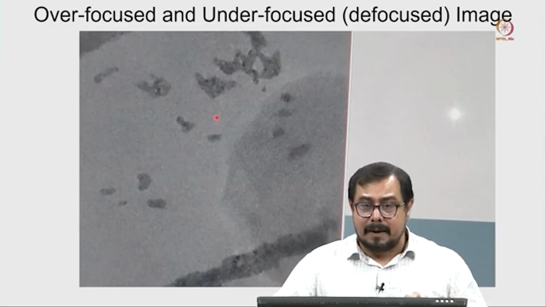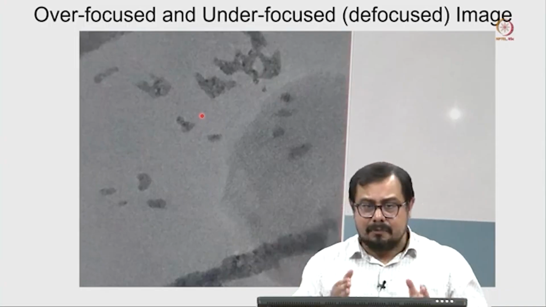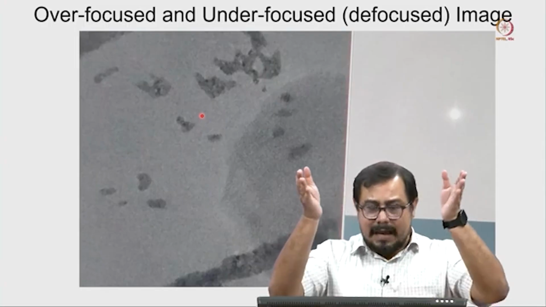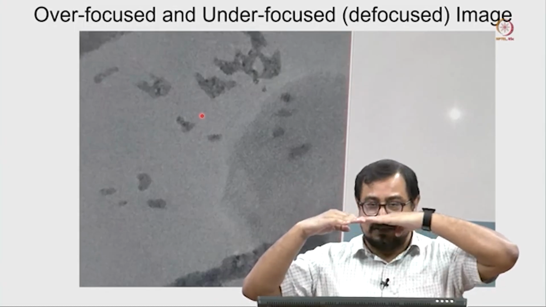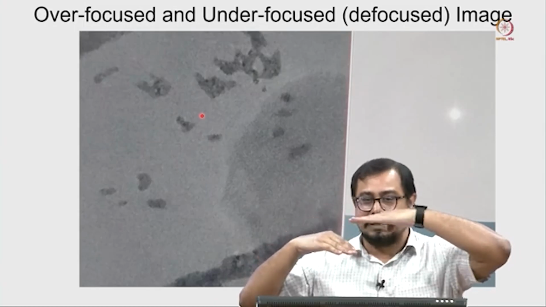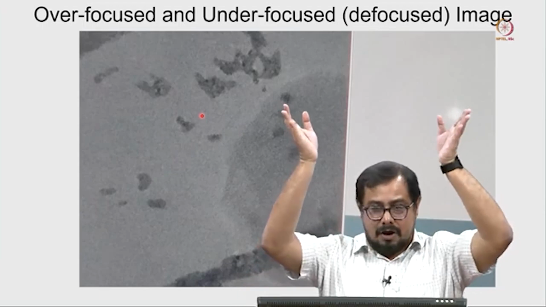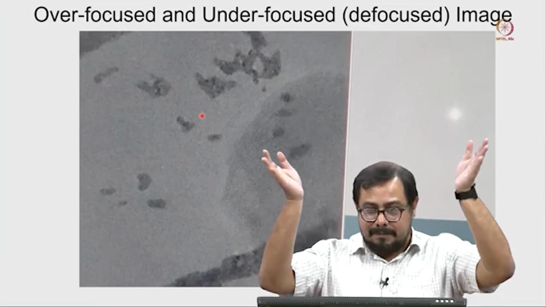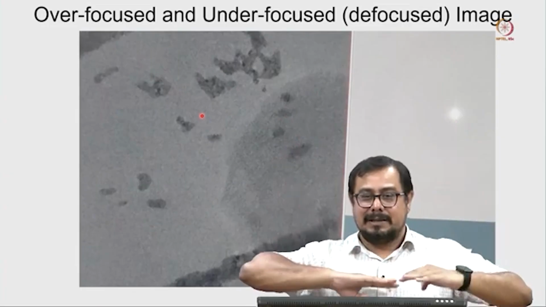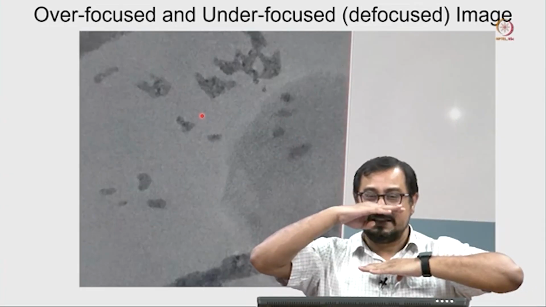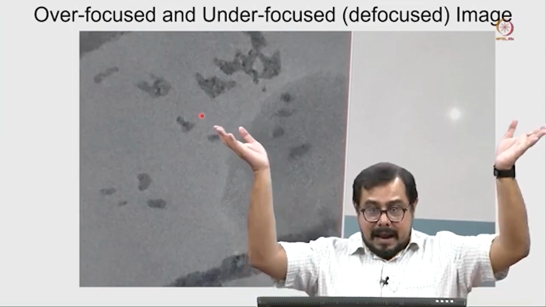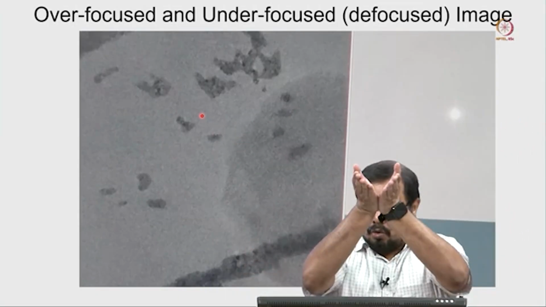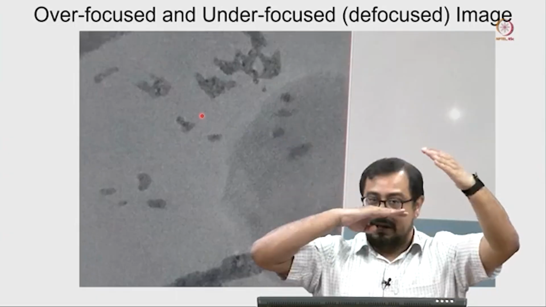Also, one important point is that whenever we take underfocused images, as I mentioned, if this near my nose is the image plane and your electron beams are coming, the underfocused image converges somewhere here, and this is actually the image plane. And the overfocused image is also going above the image plane.